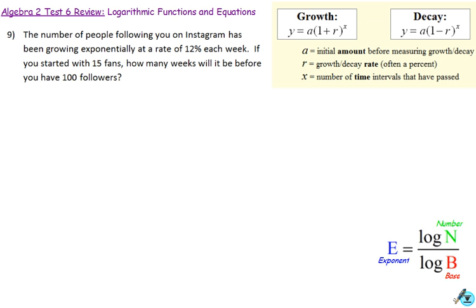Alright, so almost to the end here. Let's take a look at number 9. There's words, yes, but don't be afraid. The number of people following you on Instagram has been growing exponentially at a rate of 12% each week.